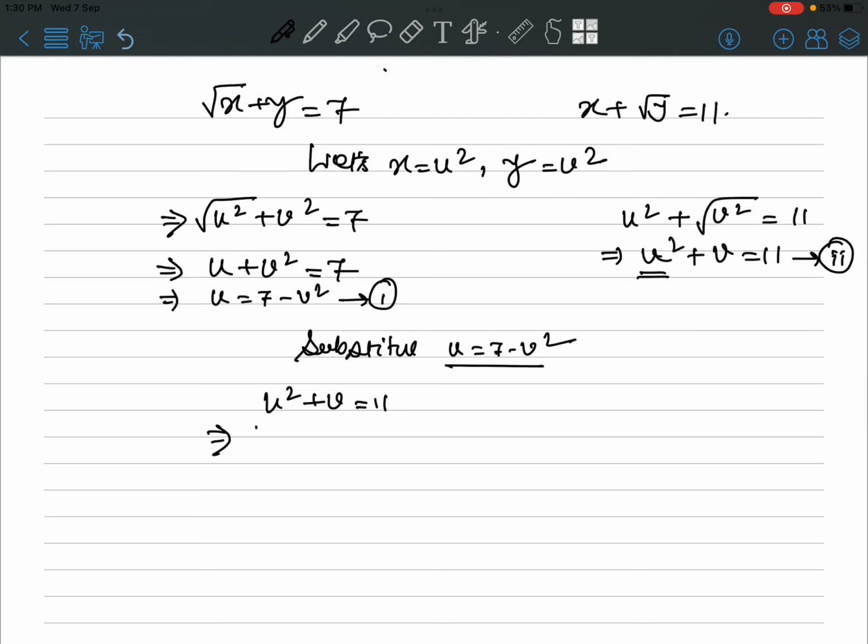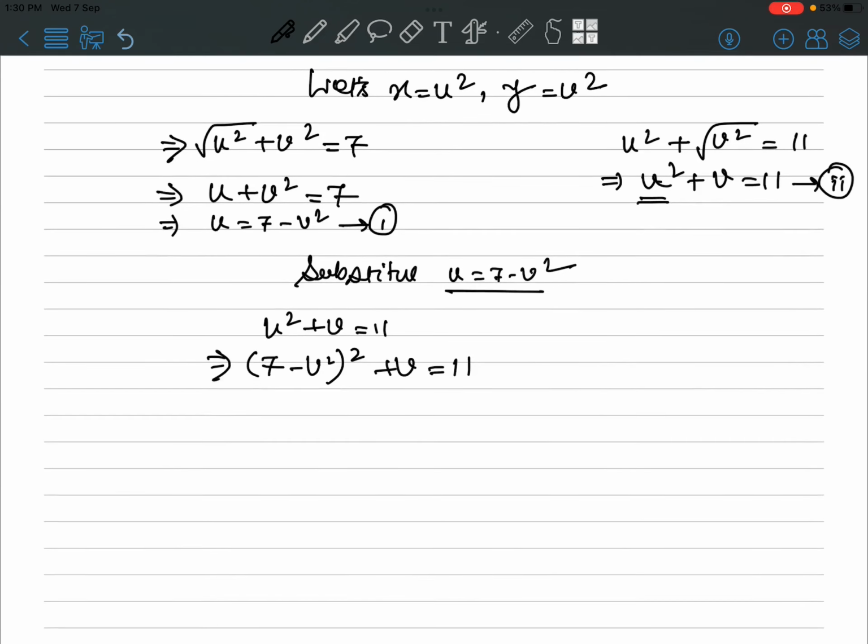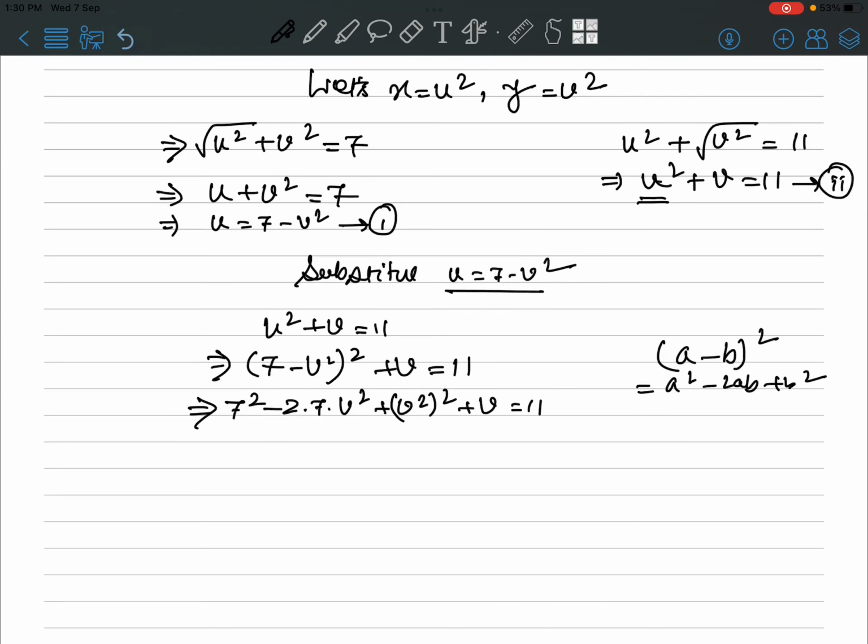Now in place of u, we are going to replace it: (7 minus v square) whole square plus v equals 11. Now (7 minus v square) whole square is analogous to the algebraic identity (a minus b) whole square, which equals a square minus 2ab plus b square. In this case, 7 square minus 2 into 7 into v square plus (v square) whole square plus v equals 11. Now 7 square is 49, minus 14 v square plus v to the power 4 plus v equals 11.